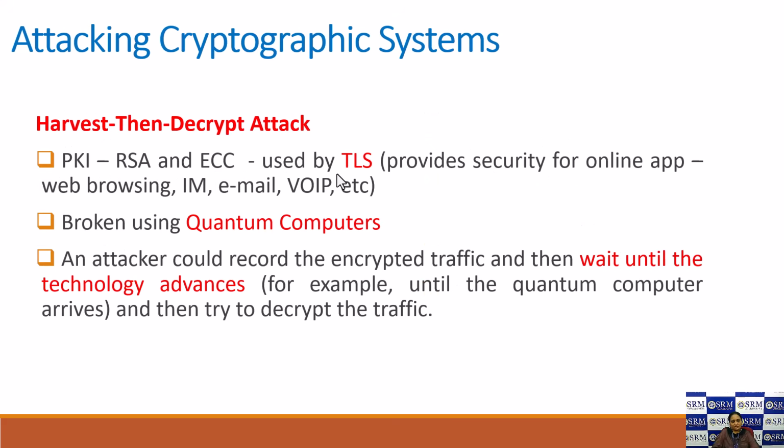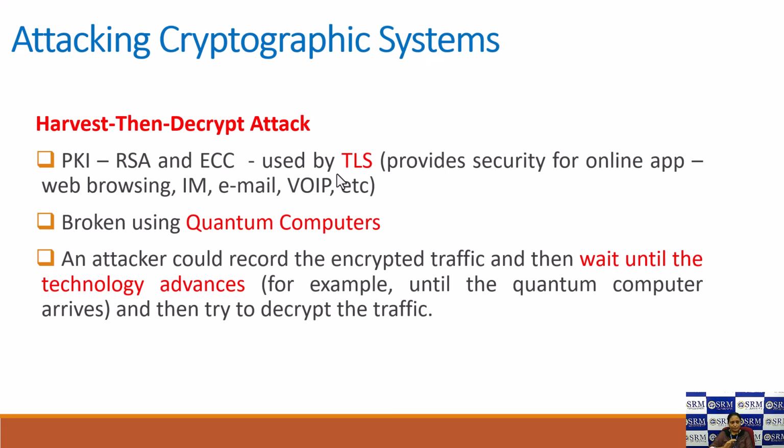The first is harvest now, decrypt later. We know the public key infrastructure cryptography method, right? PKI uses the RSA and elliptic curve cryptography methods for encryption. It is used by the Transport Layer Security protocol, which provides security for online applications such as web browsing, internet messaging like Facebook and WhatsApp, email, and voice over IP. Many of us do not use voice over IP nowadays, but before WhatsApp we used voice over IP mostly; now it is slowly deteriorating. So TLS uses these methods.